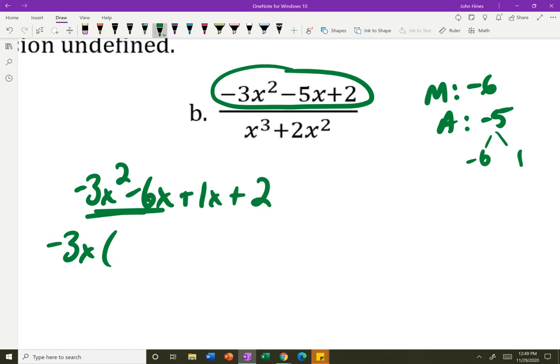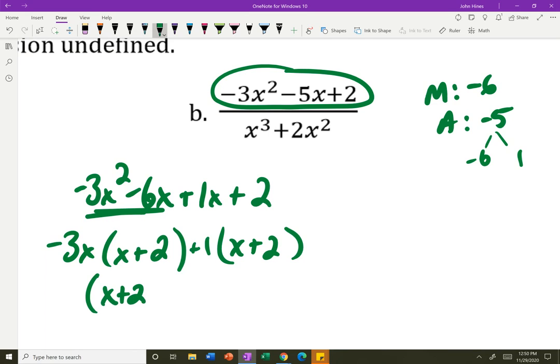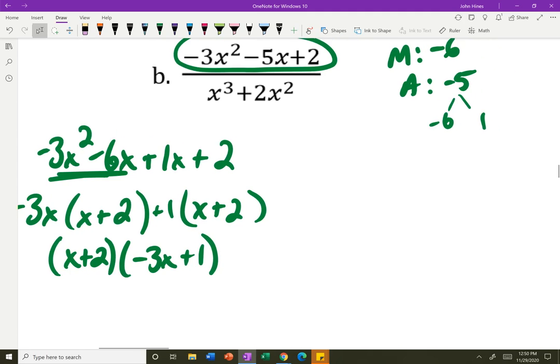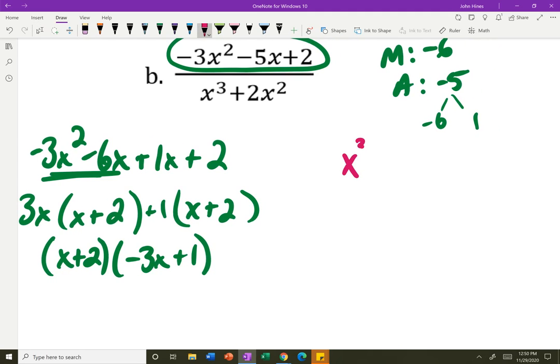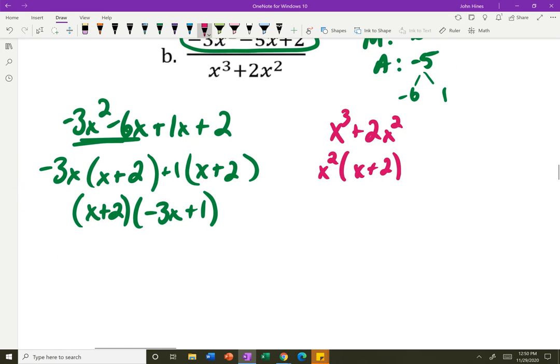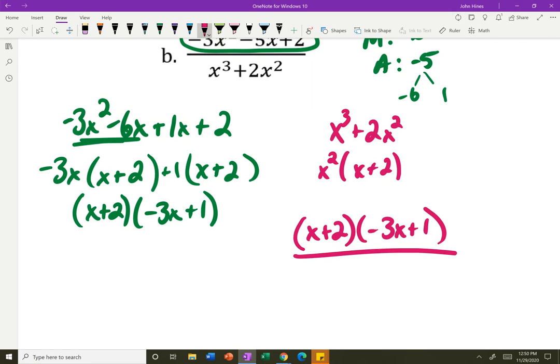I got a negative 3x. This is a tough one with that negative out front there. It throws everything off. So I get x plus 2 and negative 3x plus 1 as my factors. So that's the top of this fraction. The bottom of this fraction, what do we have here? Looks like perfect cubes. It's not. I think it's just a GCF. So I really have x plus 2 times negative 3x plus 1 divided by x squared times x plus 2.